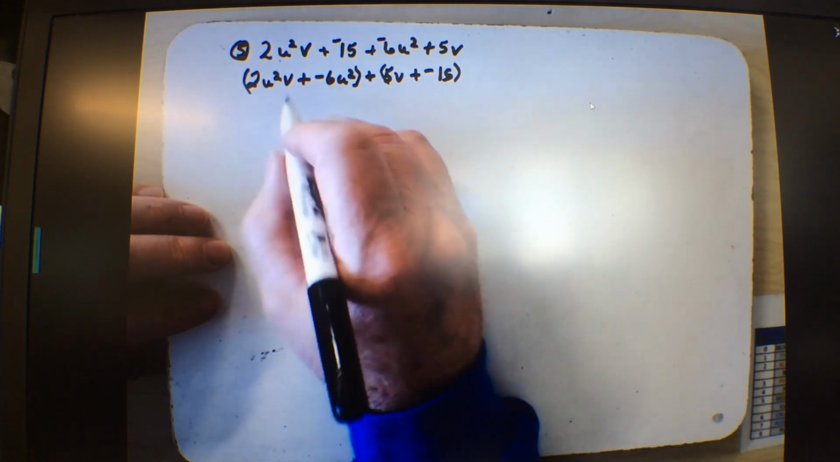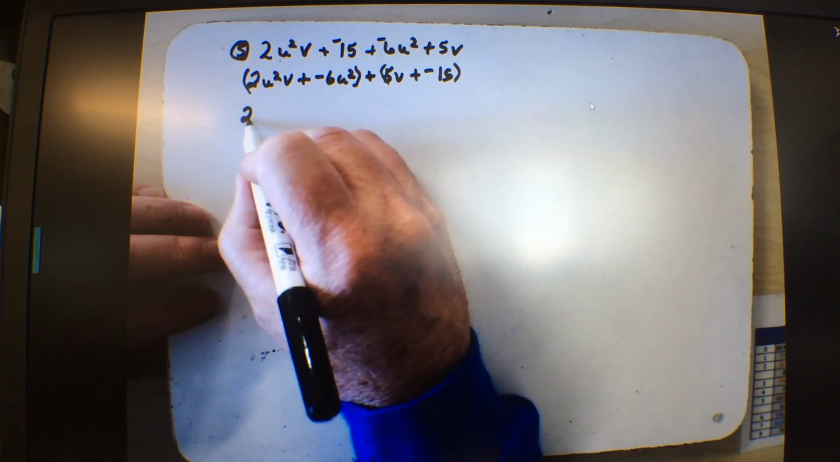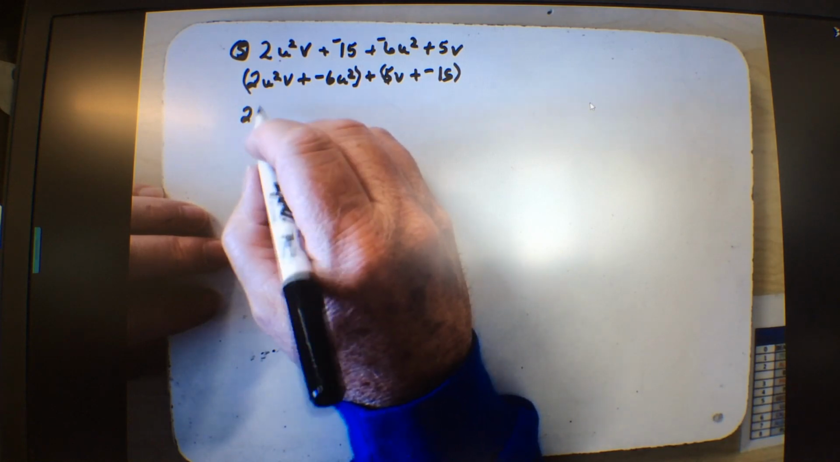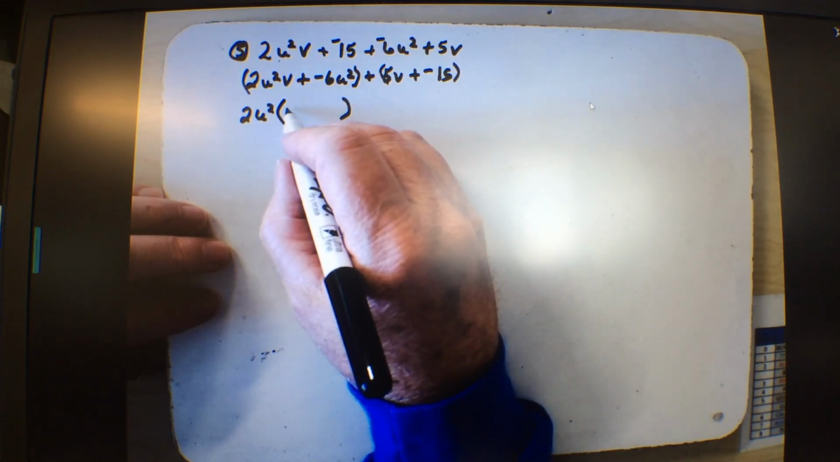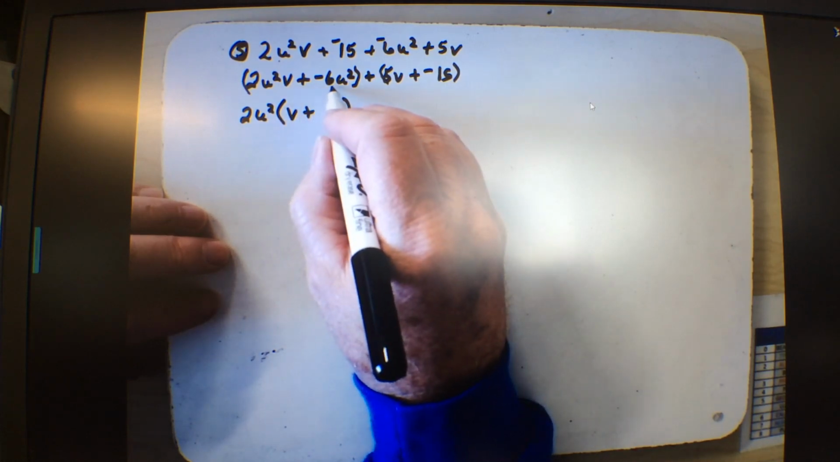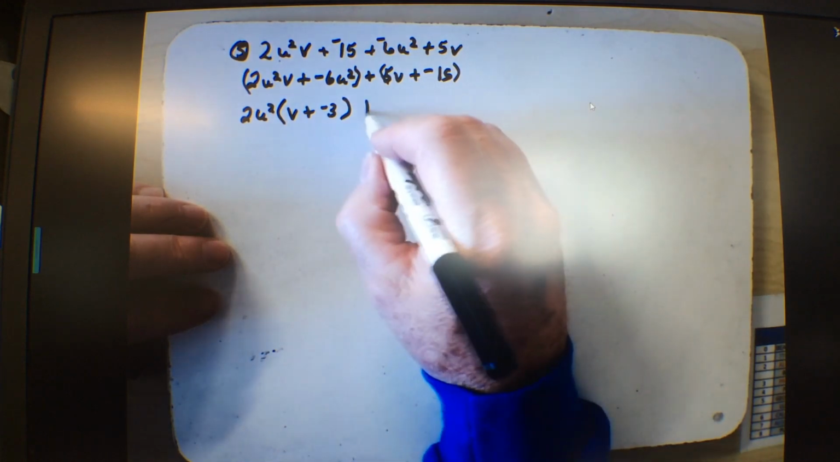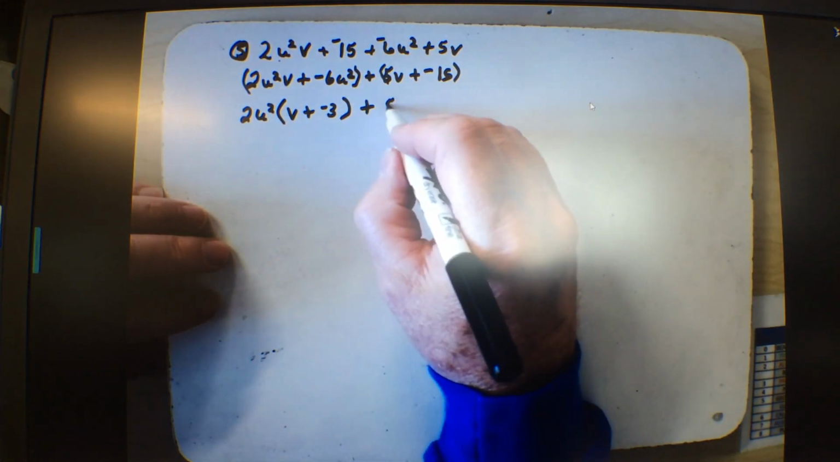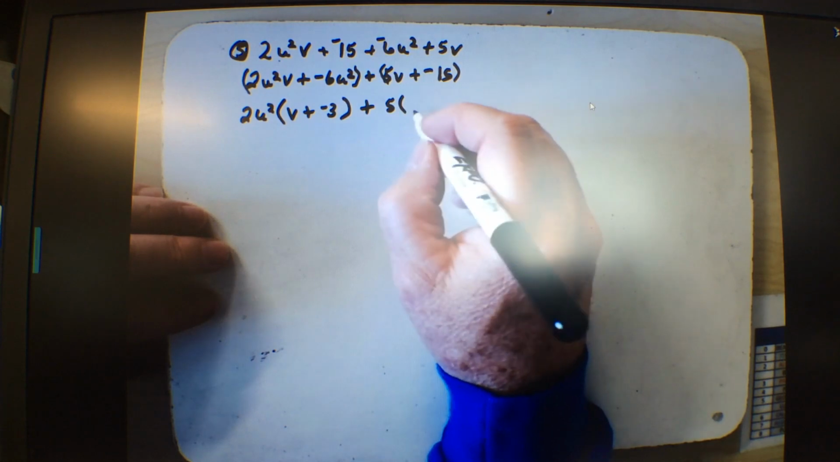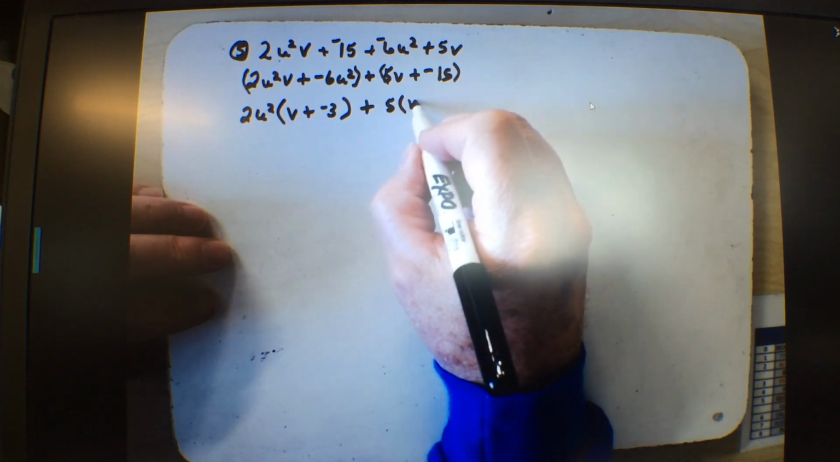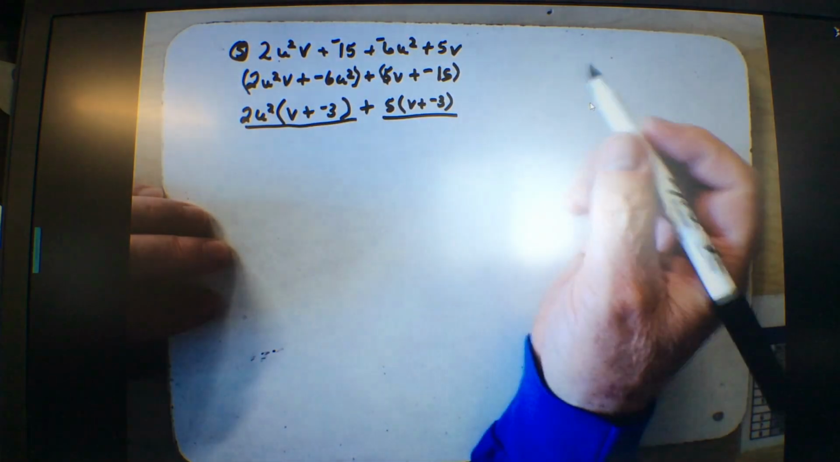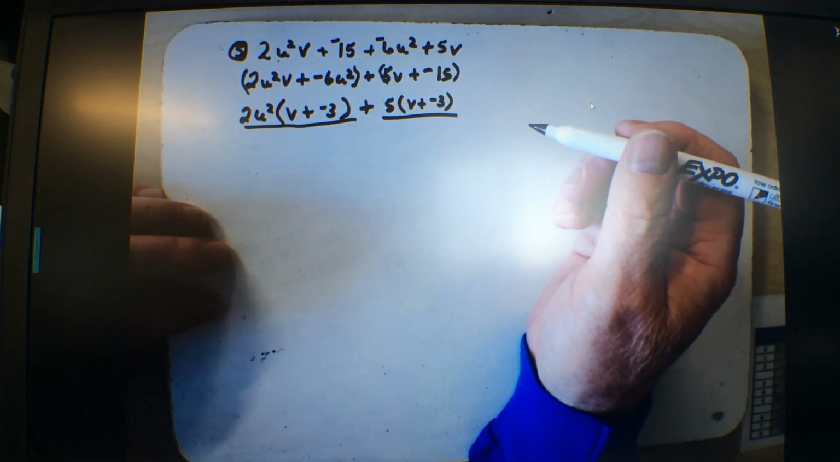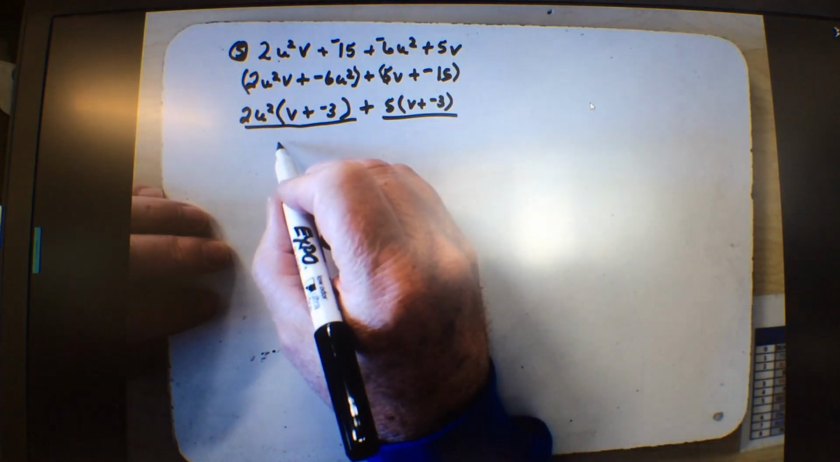So what do these two have in common? 2. 2. What else? U squared. U squared. So what's left here? Negative 3. What's left here? V plus negative 3. All right. What do these two have in common? Okay. What's left? Do I have the same thing? Do I have something in common? Right? What is it? B plus a negative.